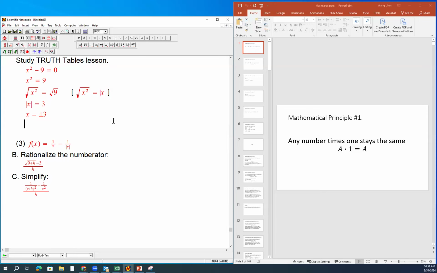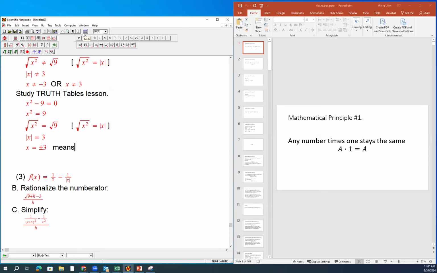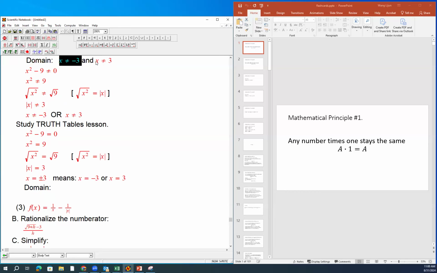And when you determine your domain, okay, see here, right? It really means that x equals -3 or x equals 3 are solutions to x squared minus 9 equal to 0. And the domain, which is the opposite, right? Remember, the numbers that make it equal to 0 should be excluded. So we need to exclude these two numbers, x equals -3 or x equals 3. So that must be x cannot be -3 and cannot be 3, because the opposite of or is and. So that's the domain. Okay, I hope you guys understand.